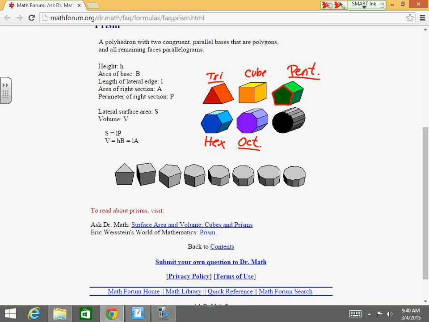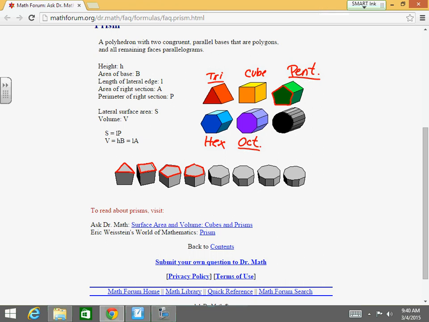Okay? Again, prisms are 3D figures that have the same shape and the same size as a top and the bottom. So both the top and the bottom of this triangular prism are triangles. Both the top and the bottom of this cube are squares. Both the top and the bottom of this pentagonal prism are pentagons. Both the top and the bottom of this hexagonal prism are hexagons, etc. So that is what a prism is. Please be aware of that.